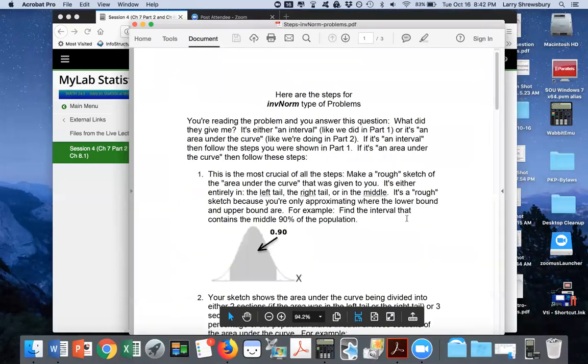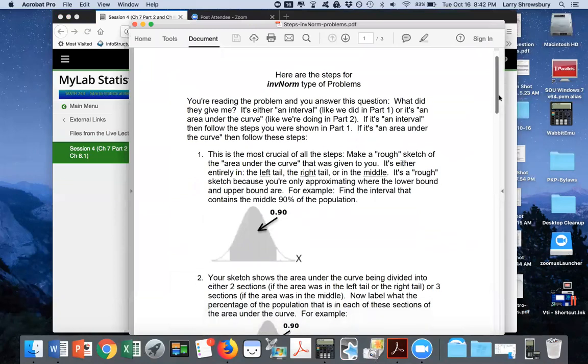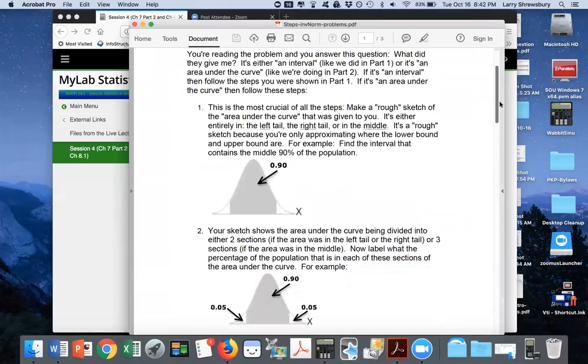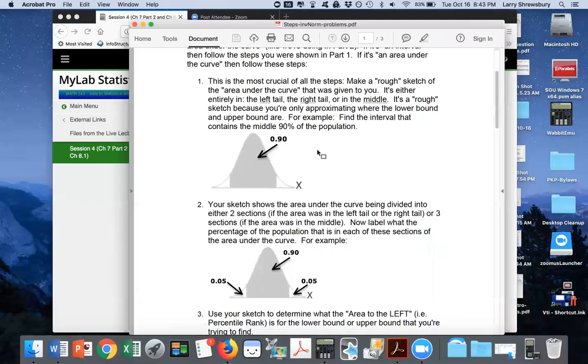Like when you're doing the practice exercise, it's critically important that when you're given an area under the curve, you make a sketch of it. Now there's only 3 ways it can be. It might be entirely in the left tail, entirely in the right tail, or it could be centered in the middle, like this example. So you go ahead. They say middle 90%, then by God, just shade in what looks like the middle 90%.